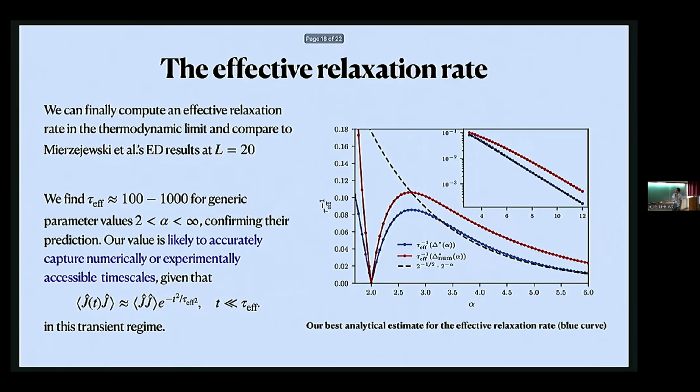And then the question is, okay, so how much further can we go? So we can get an effective relaxation rate from this too. The headline claim of their paper was that they had this relaxation time of 100 to 1,000 in their chosen units. And this is exactly what we find as well. So for generic points in this plot, this lifetime is very long. And as I mentioned before, this is probably the correct timescale that you're going to see. And the inset here is showing that we really only have a constant factor improvement over their results. So we get maybe 3 times the lifetime that they did, but the essential physics is the same.